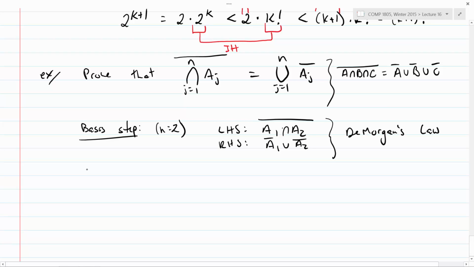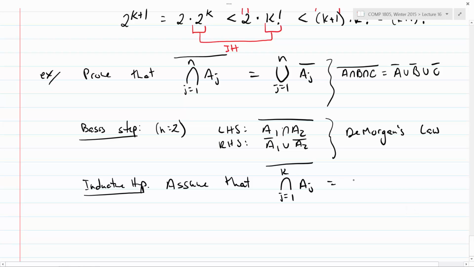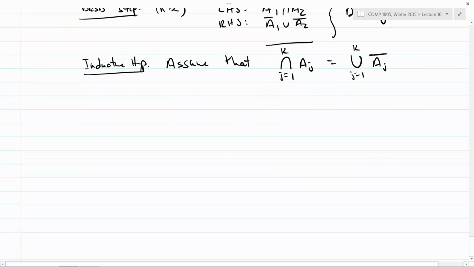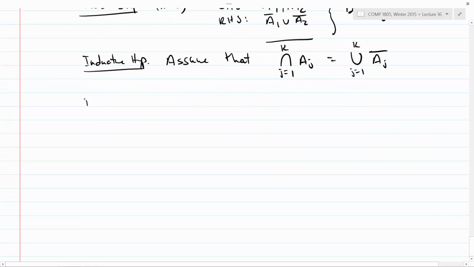All right. So next we have the inductive hypothesis. And for that we assume that the intersection from j equals 1 to k of aj, all complemented, is the union from j equals 1 to k of aj complement. That's our inductive hypothesis. And now we do our inductive step.